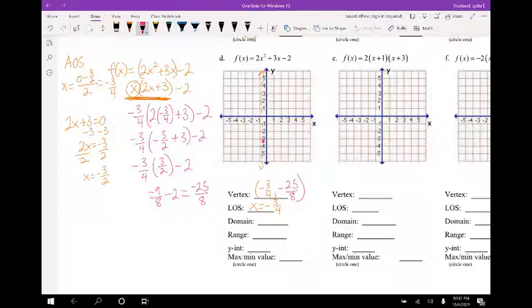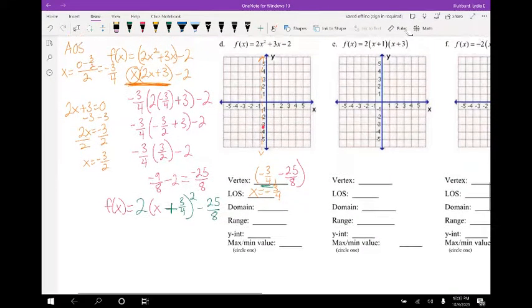From here, one point that's going to be fairly easy to find is that y-intercept. But before we do that, we're going to rewrite this. So we're going to write this as f of x equals x minus h, which in this case is -3/4. So that double negative is going to become positive, squared, plus k. So plus -25 over 8. And then we do double check. Our leading coefficient is 2, so we should be putting a 2 out front here. And so this is our new equation.